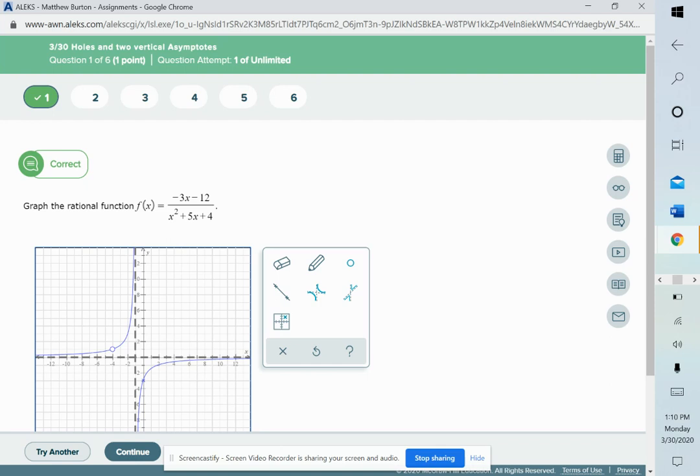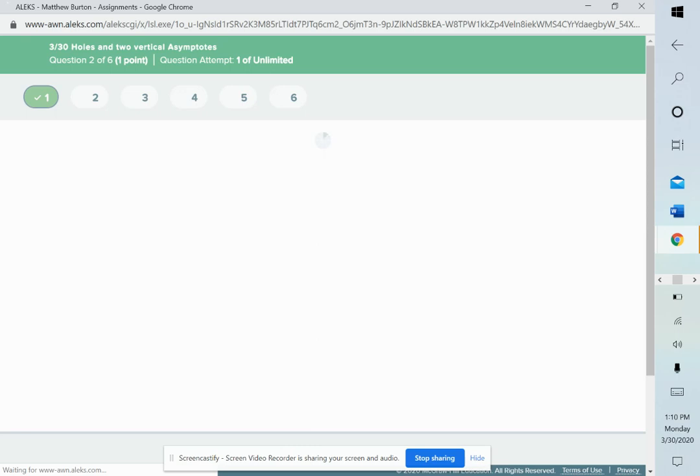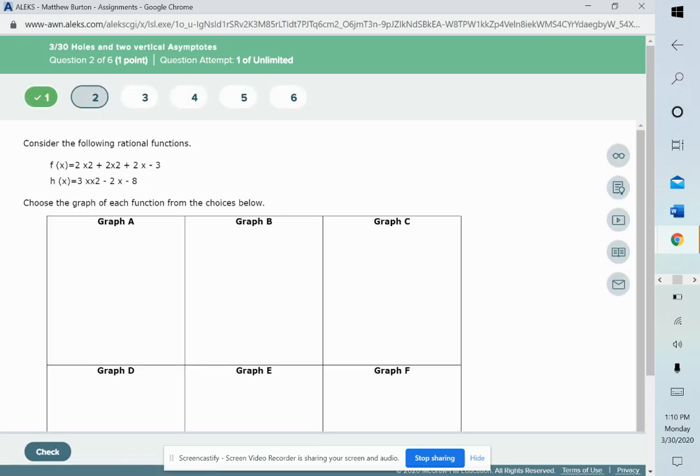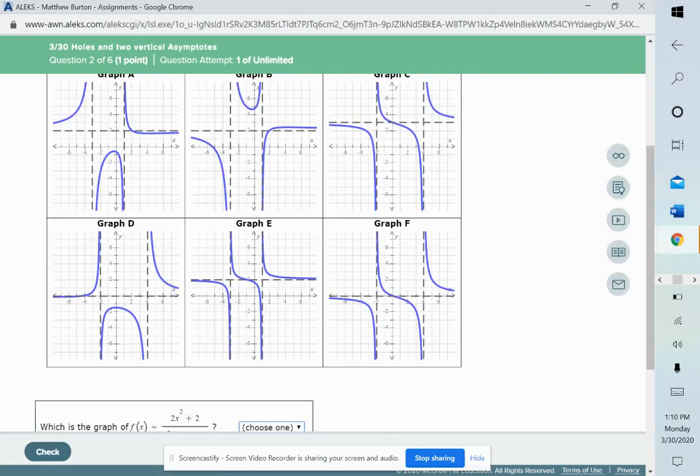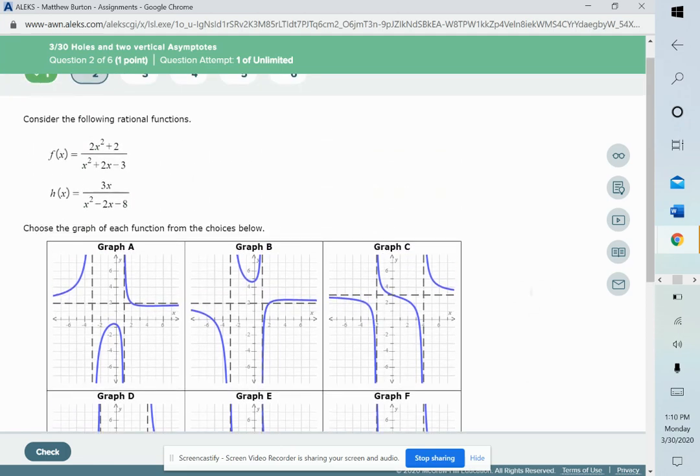You can rewind as much as you need. I'm trying to keep this short for the people that have a lot to do today. I'm going to look at this other problem. Now, we have to pick the graph of the function that matches.